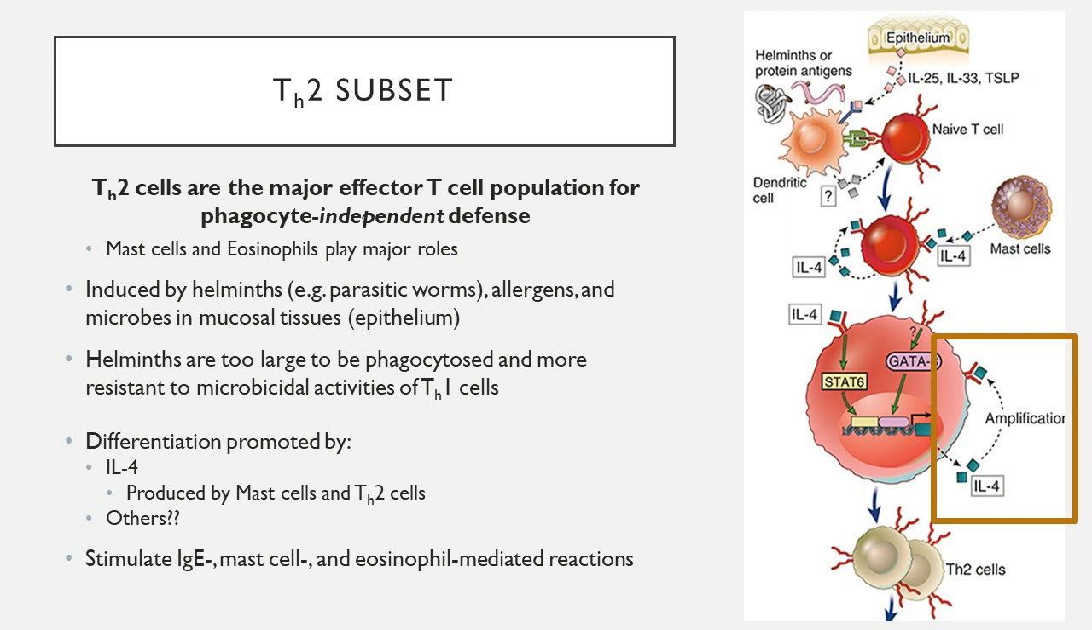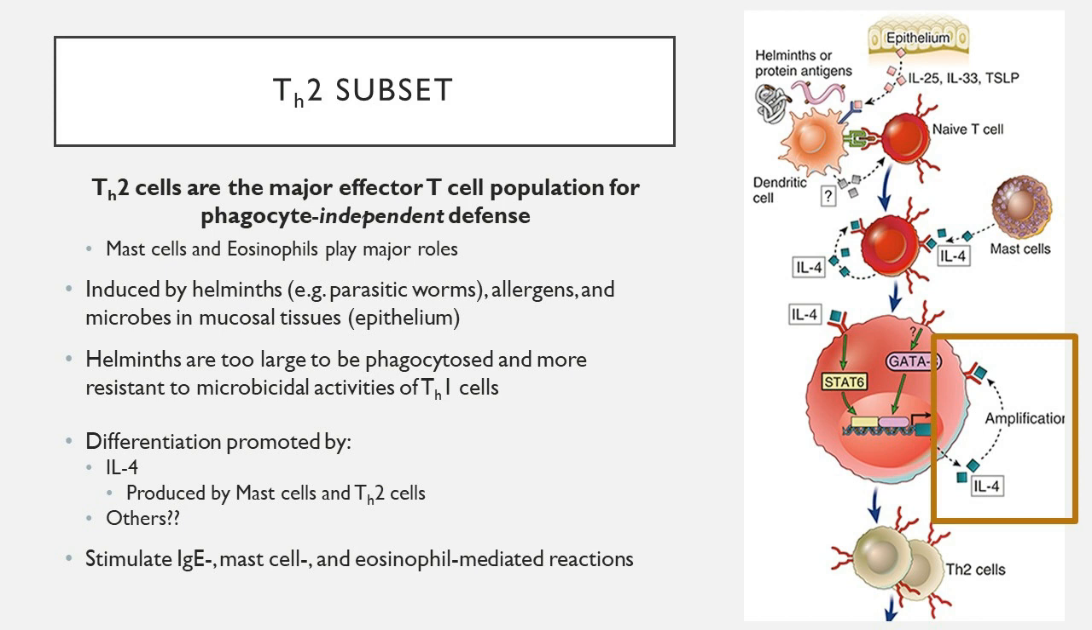So now we've talked about the Th1 subset, which we know is primarily involved in phagocyte-dependent defenses. The Th2 subset is the exact opposite. It's a major effector T cell population for phagocyte-independent defenses. So I want us to not think about phagocytes when we think about the Th2 subtype. The major cells that they tend to act on are mast cells and eosinophils. They are induced by helminths, which are parasitic worms, allergens, and microbes in the mucosal tissues like the epithelium.